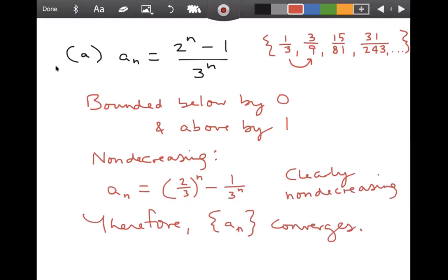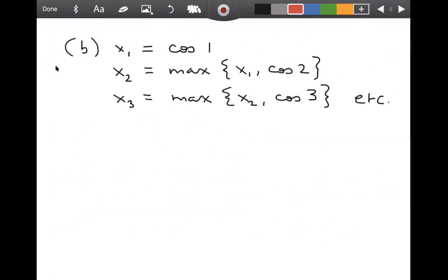Now, this is actually not my favorite way to do this problem. I would rather just take the limit of this thing. I mean, hopefully it's pretty clear, especially when you write it like this, that the limit as n increases without bound of a sub n is equal to 0, right? Because 2/3 to the power n is approaching 0, and so is 1 over 3 to the n. Okay, so I would rather do it like that, but I wanted to show you how you could use this theorem.